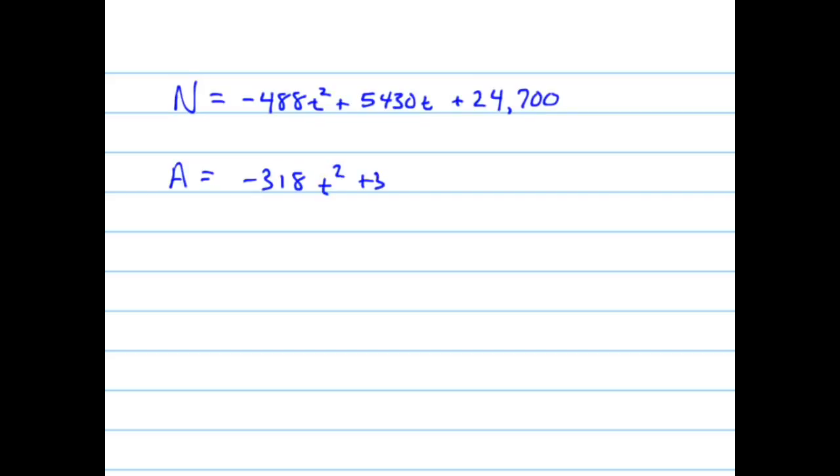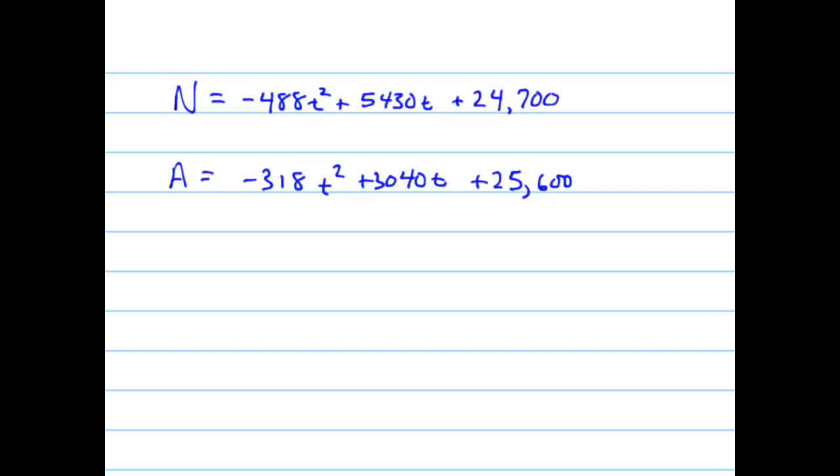Let's look at a word problem. Major League Baseball teams are divided into two leagues. During the period 1995 to 2001, the attendance N and A in thousands at National and American League Baseball games respectively can be modeled by N equals negative 488 T squared plus 5,430 T plus 24,700. A is negative 318 T squared plus 3,040 T plus 25,600, where T is the number of years since 1995.